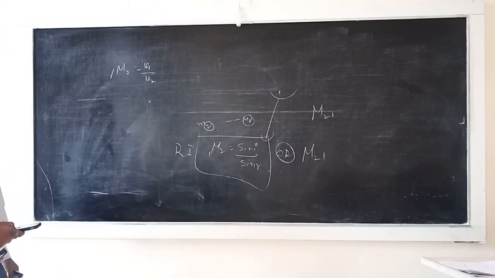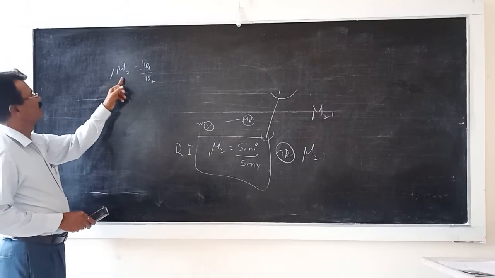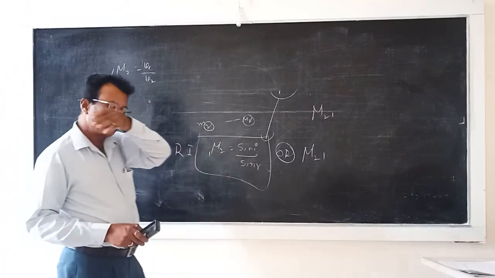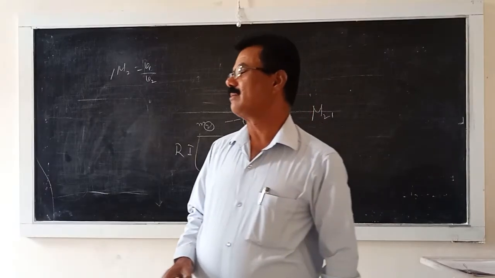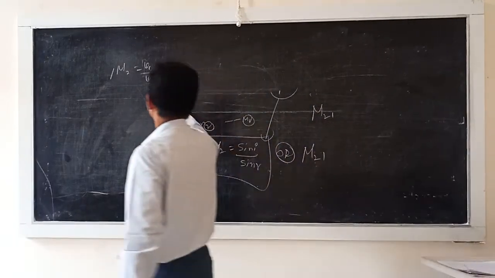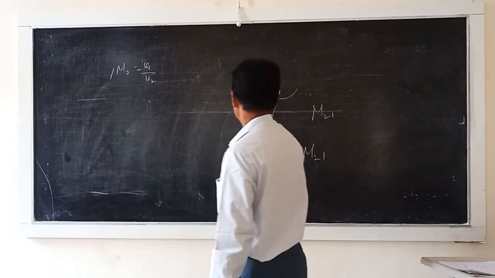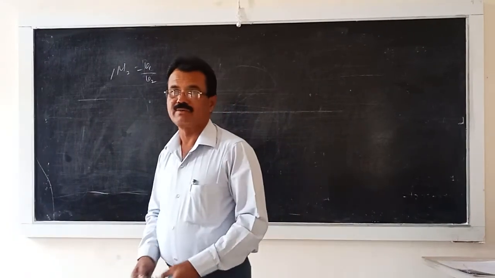The ratio of the velocity of light in medium 1 to the velocity of light in medium 2 is also related to refractive index. Refractive index can be defined as the ratio of the velocity of light in medium 1 to the velocity of light in medium 2, that is V1 to V2. There are absolute refractive index and relative refractive index.